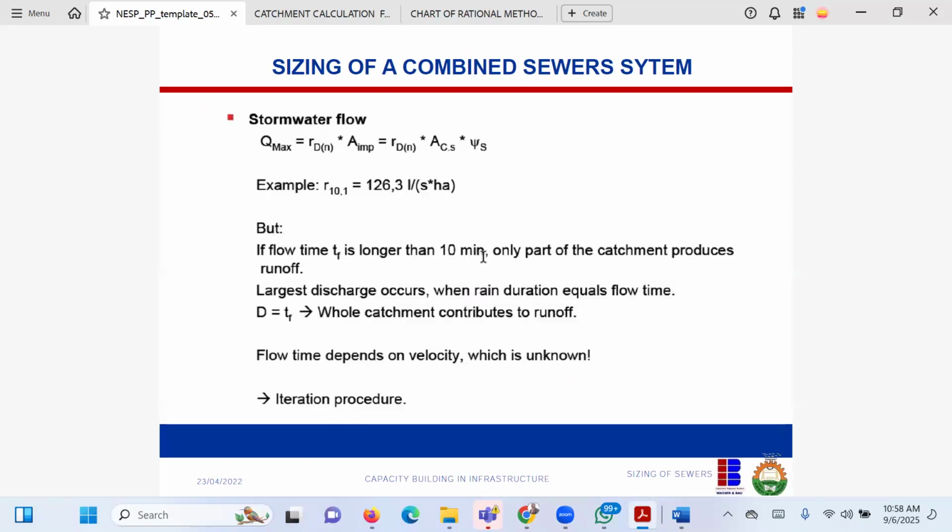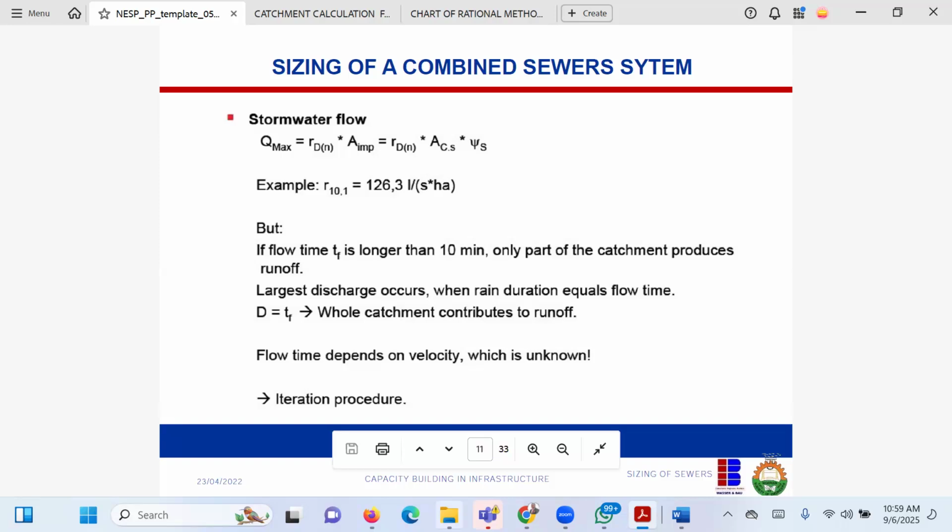Now, here it says that the average rainfall in Germany, which is also applicable in some cities, for a 10 minutes rain and 1 year frequency. That's why you see this arrow 10-1. It simply means the rainfall intensity after 10 minutes at a frequency of 1, which simply means normal storm. Normal storm is about 126.3 liters per second per hectare.